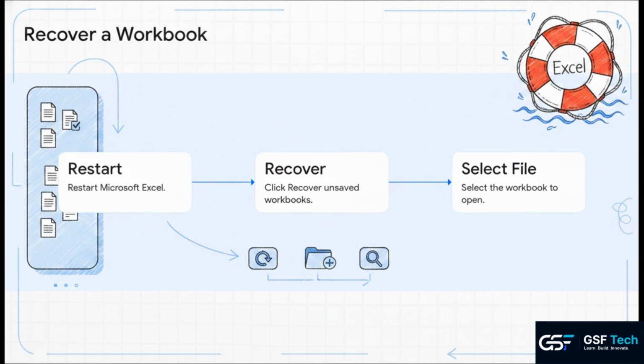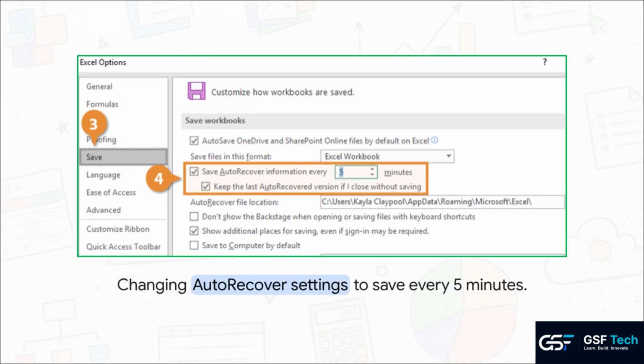Thankfully, Excel acts as an automatic lifesaver. If the program crashes, simply restart Microsoft Excel. The document recovery pane will automatically pop up right on the left side of your screen. In 3 simple steps, you just click Recover Unsaved Workbooks, browse the list of files it found, and select your workbook to restore your hard work.